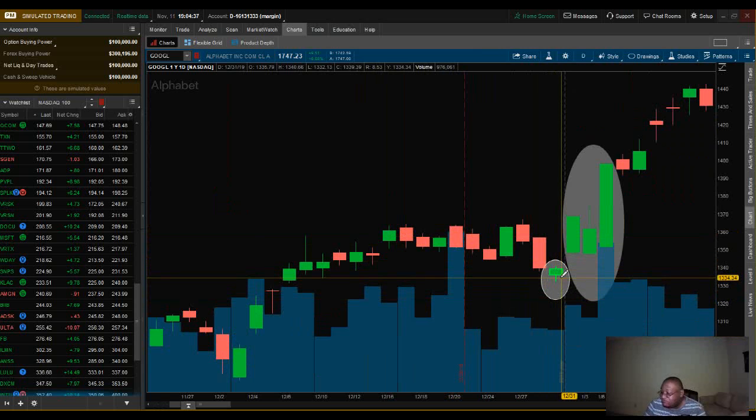This can be argued as a hammer. Kind of looks like a hammer. We can kind of sort of argue it. If the wick was a little bit longer, then I would say yes, it's a definite hammer. But look at what happens.